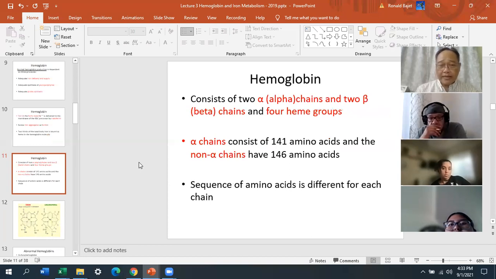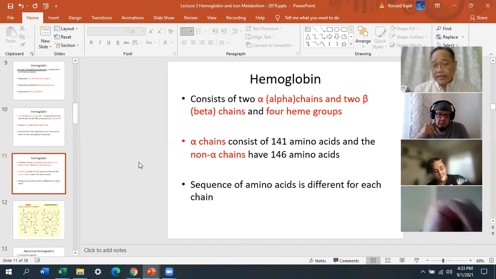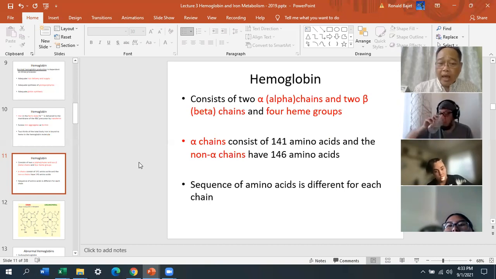All right, hemoglobin, as I said, consists of 4 chains, 2 alpha chains and 2 beta chains. Those are your 4 heme groups in the adult hemoglobin. The alpha chain consists of 141 amino acids, and the non-alpha chains. Now, I could have said beta chains, but there are other non-alpha chains like gamma, and there could be a delta chain. The more common non-alpha is gamma, but non-alpha chains have 146 amino acids, and the sequence of amino acids is different for each chain.